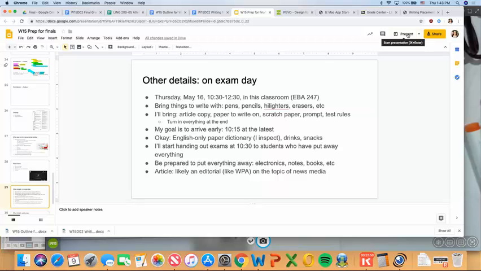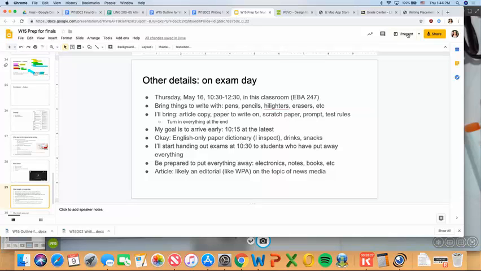My goal is to arrive early, so 10:15 is earliest. You can bring an English-only dictionary. I'm going to inspect it to make sure you don't have any notes in there. Drinks and snacks are okay. It's 2 hours. I'll start handing out exams at 10:30 to students who put everything away. No notes or anything. The article will most likely be an editorial, like the WPA, so an opinion piece on the topic of news media, 650 to 750 words.